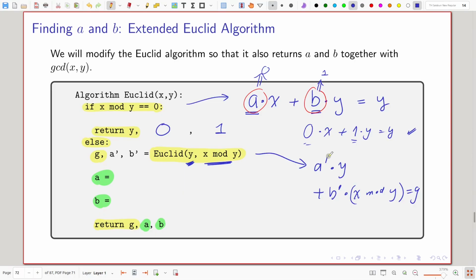So we know A prime times Y plus B prime times this equals G. And we want to find A and B such that AX plus BY equals G. We have something really close: something times Y plus something times X mod Y equals G. But it's not in the right form, not AX plus BY. We can work on it a little bit and figure out the actual coefficients that we need. A and B are coefficients, right?